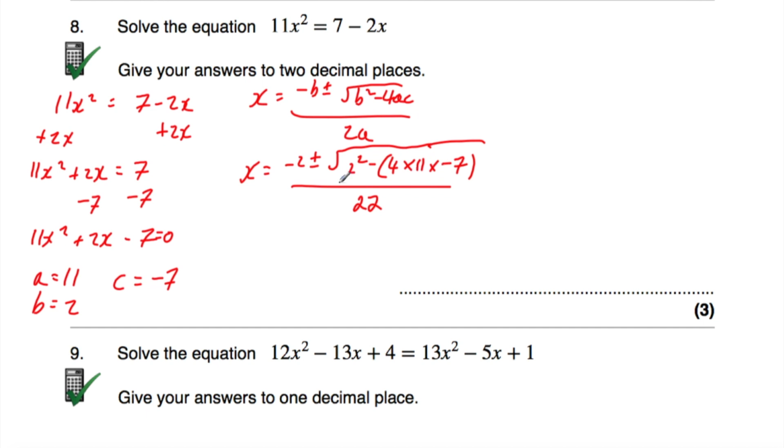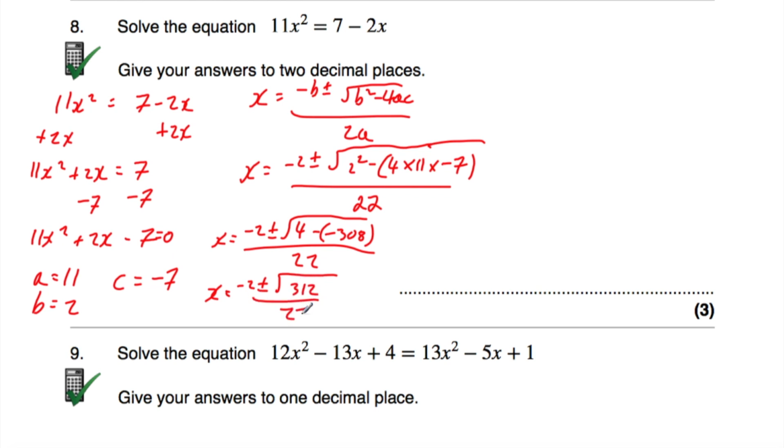Now let's simplify what's under the square root sign. So we've got x is equal to negative 2 plus or minus the square root of 2 squared is 4, and then we've got minus, and then inside the brackets we had 4 times 11 times negative 7, which is equal to minus 308. And then that's all over 22. Now let's simplify what's under the square root sign. So we've got x is equal to negative 2 plus or minus the square root of. So we've then got 4 minus 308. So it's going to be 4 plus 308, which should be 312, divided by 22.